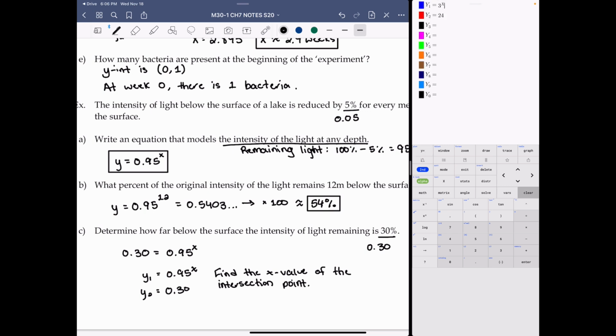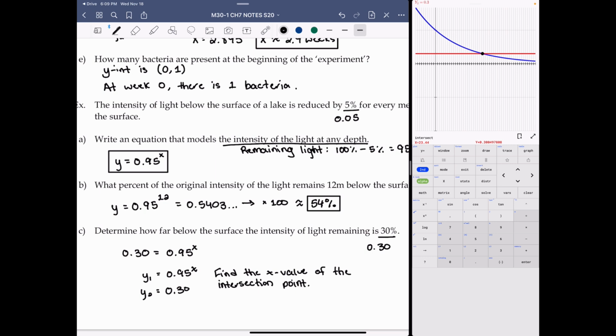Go to y equals, clear that, 0.95 to the power of x, and y2 is 0.3. Graph that. I can change my window. I'll try zoom fit number 6. Okay, so I need to move farther to the right, so I can change my x max to maybe 50. And I'm going to move a little bit down as well, so my y min, let's change to -2. And there I can see my intersection point nicely. So second trace, number 5, enter, enter, enter. And it tells me that my x value is 23.44.